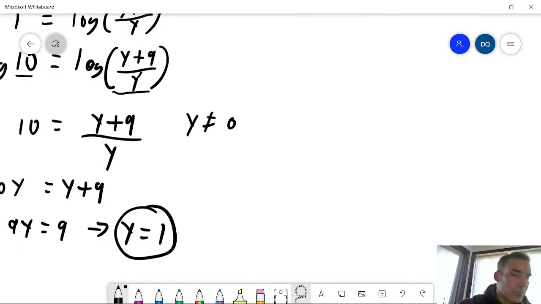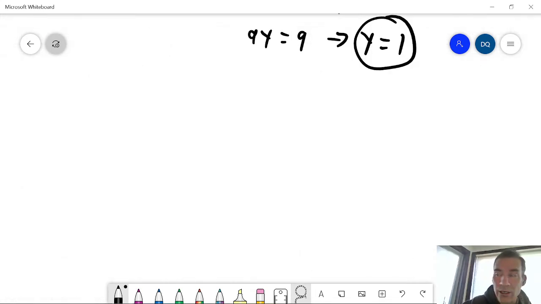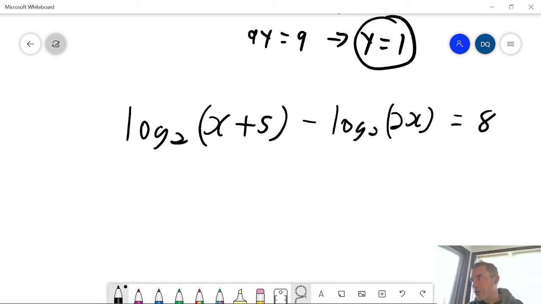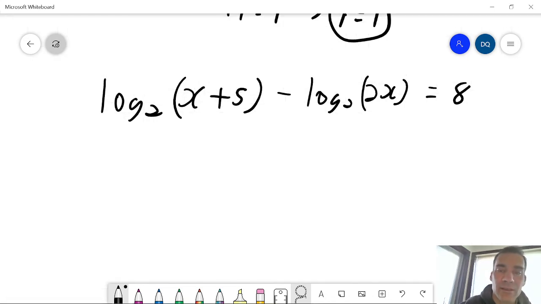I'm now going to do an example where we have to watch out for our domain, because we can end up with a domain error. The base 2 log of x plus 5, let's say that minus the base 2 log of 2x is equal to 8. Now remember, you can only take the log of positive numbers. Because you can't raise 10 to any exponent where it's going to give you a negative number. This only works with positive numbers. That's the domain.